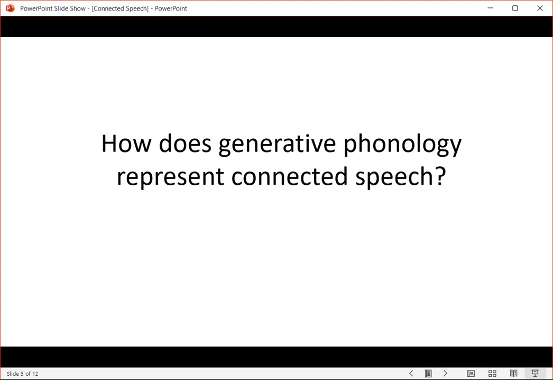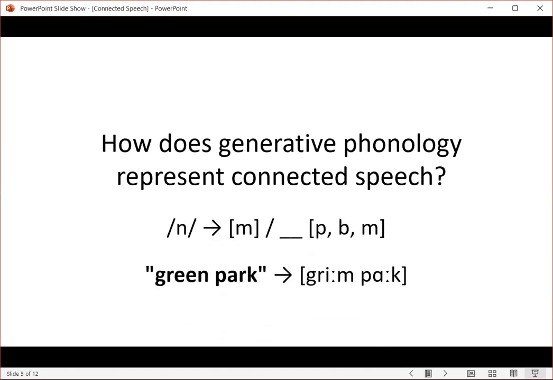Generative phonology explains connected speech by showing how underlying forms of words change when spoken naturally. It uses rules to represent sound changes that occur between words in fluent speech. For example, in "green park," the N sound becomes M because it is followed by a bilabial sound, P. This is called assimilation. In "friendship," the D is often dropped before the sh sound. This is elision. In phrases like "go on," a linking sound like "w" may be inserted between the two vowels. These changes are not random. They follow patterns that generative phonology captures through systematic rules.